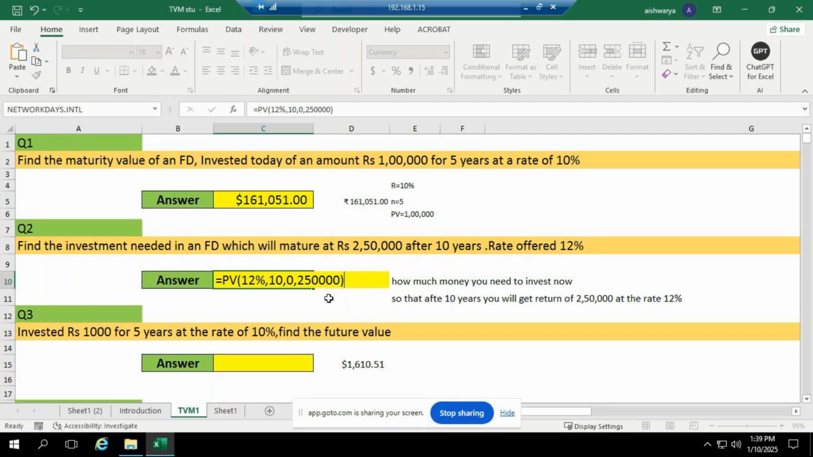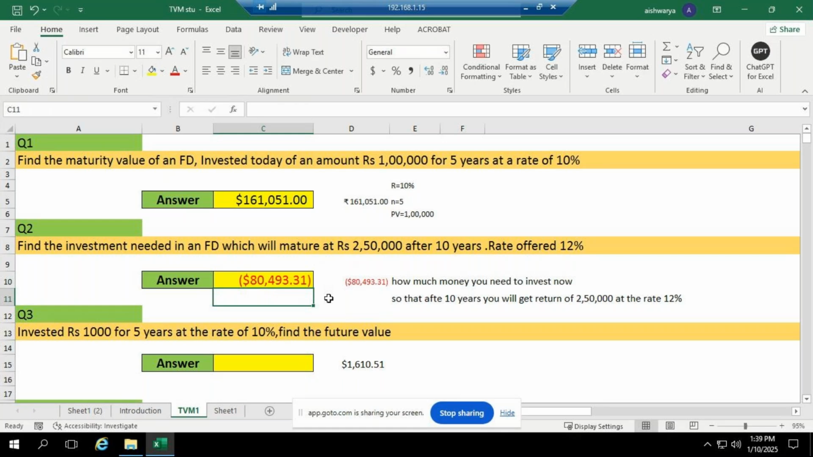So and then press enter. See, now this is in the minus sign. So minus it is coming. No, it is correct. PV, present value, so it is correct only. Because if we just invest this much amount, then after 10 years this 80,493 will become 2,50,000 after 10 years. So that is the meaning of this question.